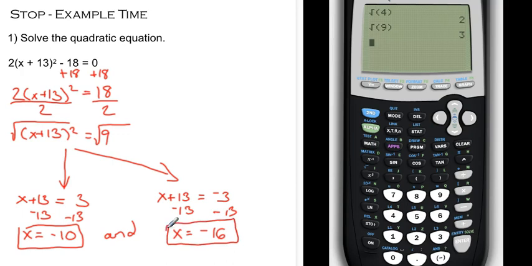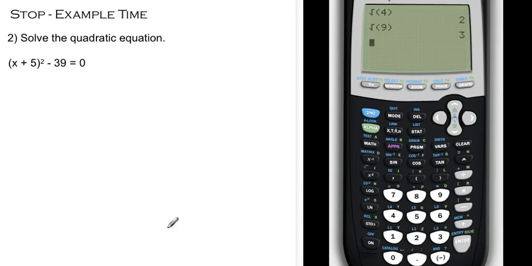If you really want to push it, you can go into Desmos and graph this and verify that those are actually the answers. But there you go. Go through the order of operations. Remember that you're going to have a positive and negative value for the square root, and go from there. So I've got two more examples for you.